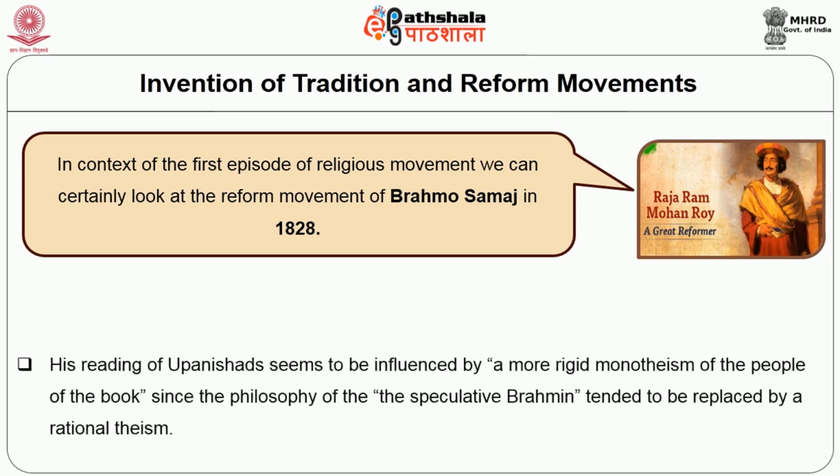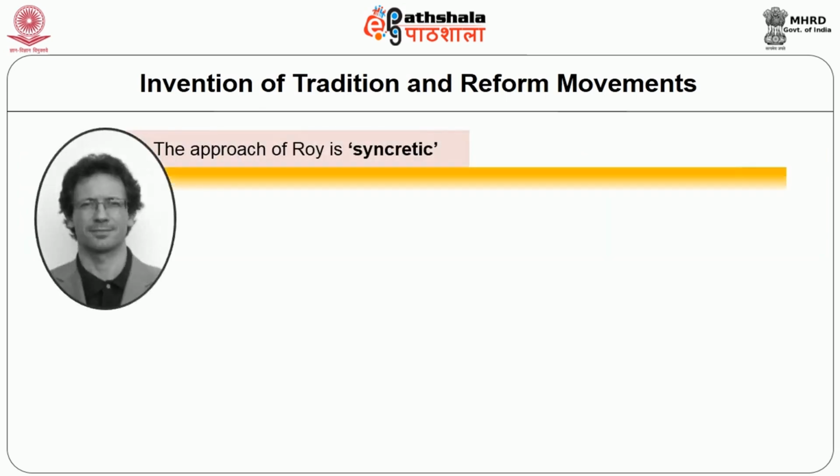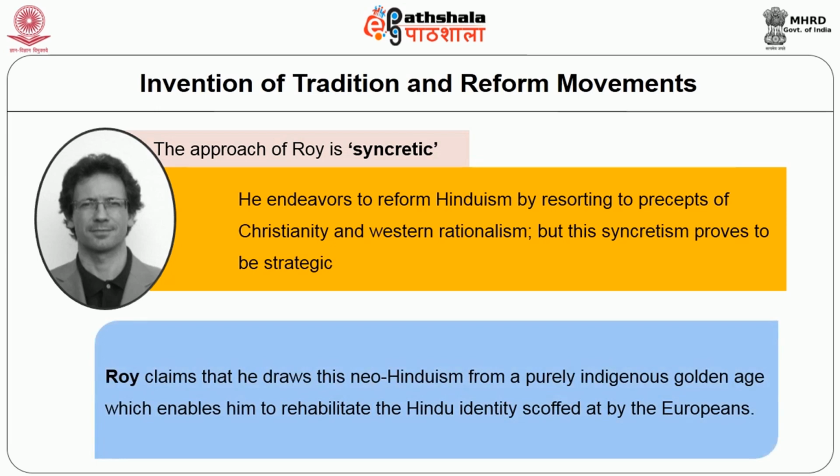His reading of the Upanishads seems to be influenced by the rigid monotheism of the people of the book, since the philosophy of the speculative Brahmin tended to be replaced by rational theism. According to Jaffrelot, the approach of Roy is syncretic, because he endeavors to reform Hinduism by resorting to precepts of Christianity and Western rationalism. But this syncretism proves to be strategic, since Roy claims that he draws this neo-Hinduism from a purely indigenous golden age, which enables him to rehabilitate Hindu identities co-opted by the Europeans.